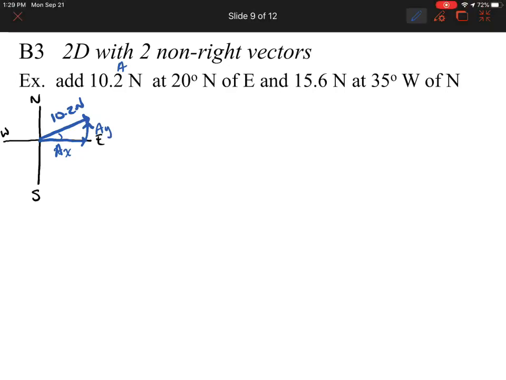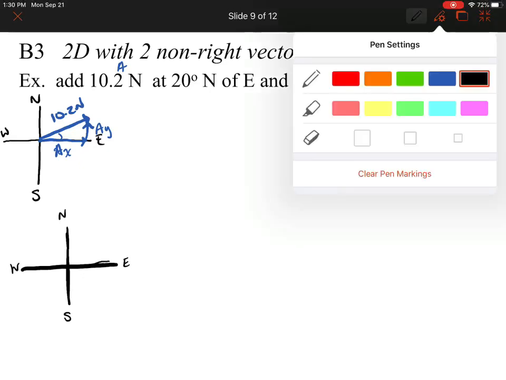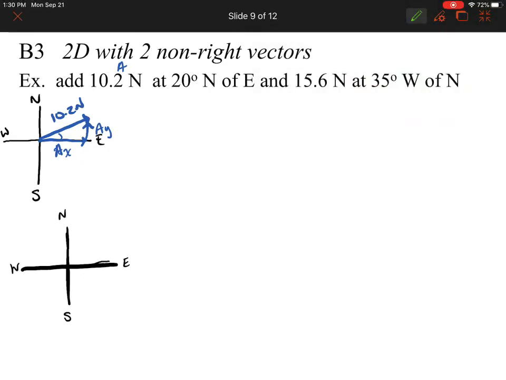We have 15.6 newtons at 35 degrees west of north. So I'm going to draw another grid here. Okay, my north, south, east, west. And now we know that we are 35 degrees west of north. So that is starting north and going west from there. So that's something like that, and that's that angle right there. So that's my 35 degree angle, and here is my 15.6 newtons.